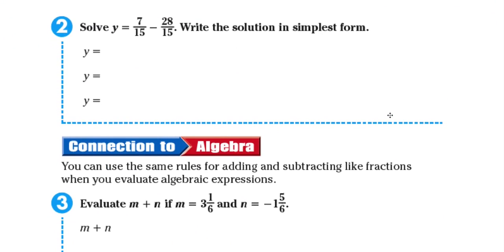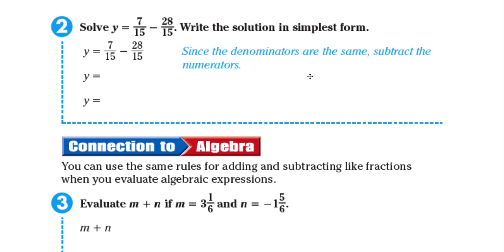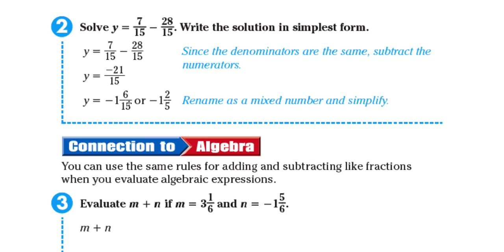Let's take a look at example number 2 and see how this works. Y equals 7 over 15 minus 28 over 15. Write the solution in simplest form. So in this case, we copy the problem, and since the denominators are the same, we simply subtract the numerators. So we now have 7 minus 28, and we know that 7 minus 28 is negative 21. Keep the denominator the same, which is negative 21 over 15. Put it into a mixed number, which is negative 1 and 6 over 15, or negative 1 and 2/5.